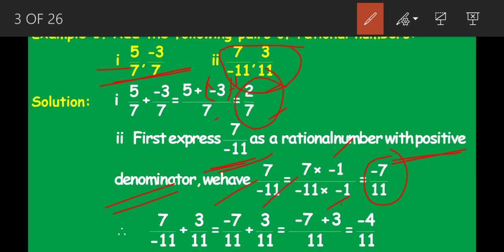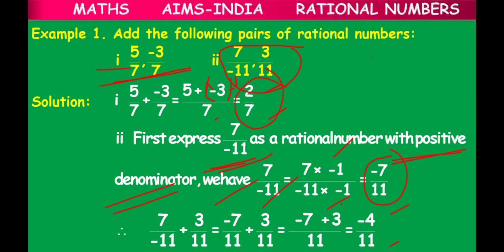Now, minus 7 by 11, 3 by 11. What is the result after adding? We can add directly. Minus 7 plus 3 gives minus 4. So, what is the answer, children? Minus 4 by 11. Okay, this is case 1. In this way, we can add the rational numbers with same denominator.